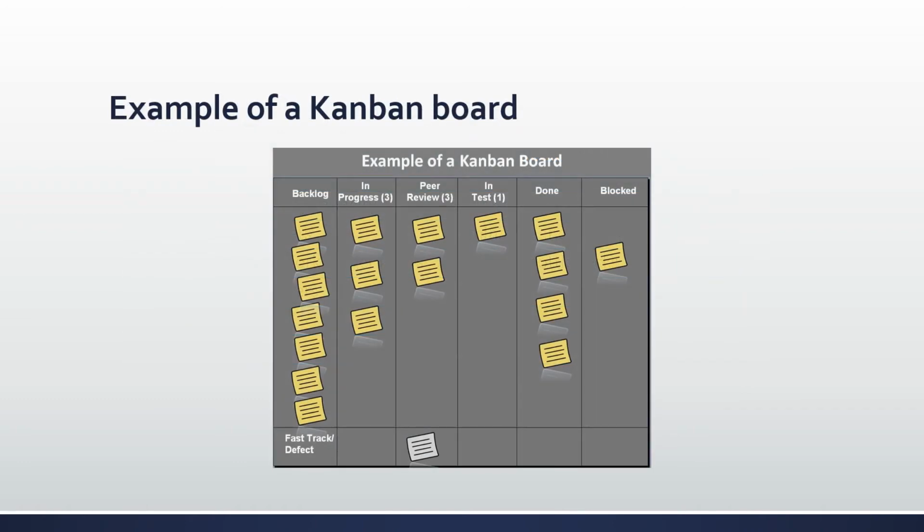An example of a Kanban board looks like this slide. You may have a backlog, in progress, peer review, testing, done, and blocked, and you would just move each card from one section to the next as it completes that phase.